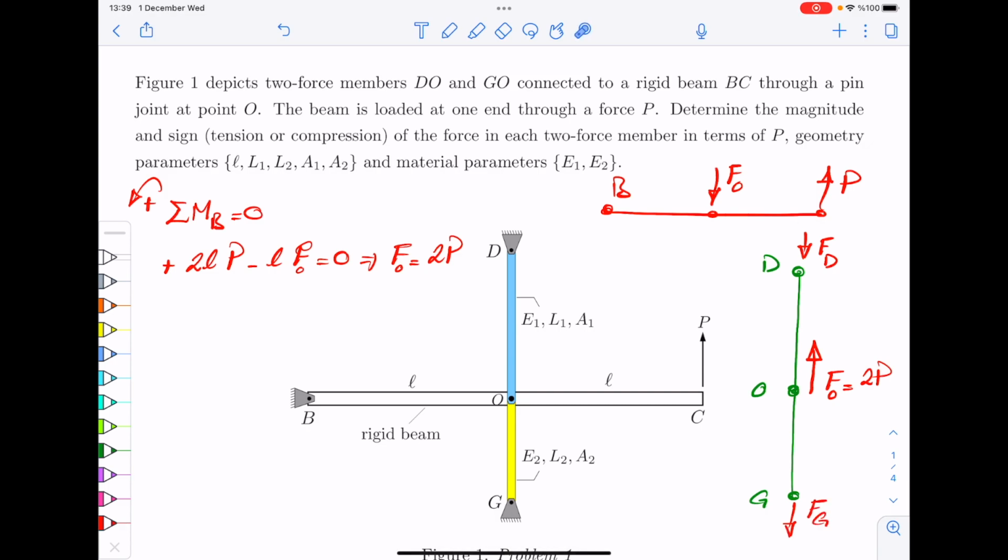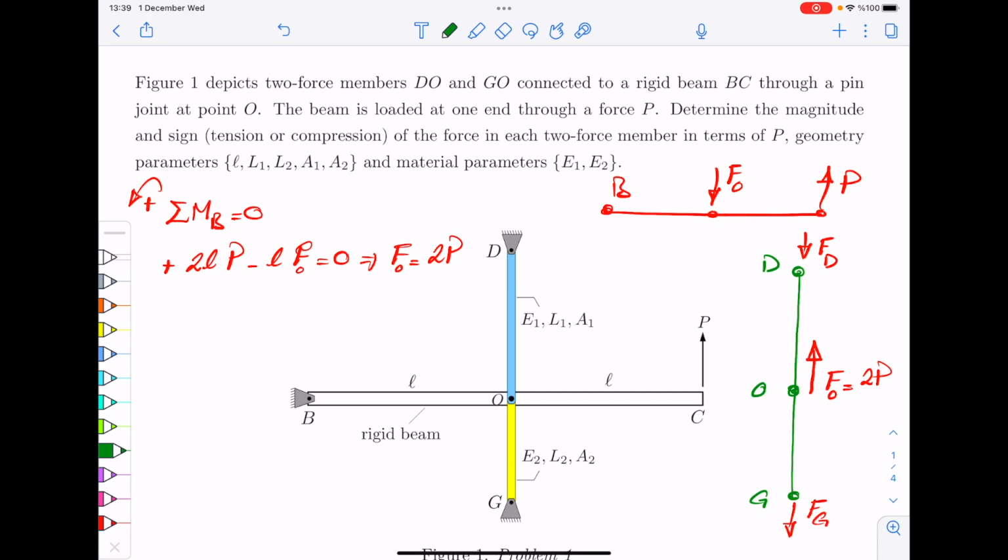Now, if these two members had similar dimensions and areas and material properties, obviously we would expect these two forces to be equal, okay? But because that's not the case, we need to basically go to our compatibility equation to solve this system. So this is statically indeterminate, right?